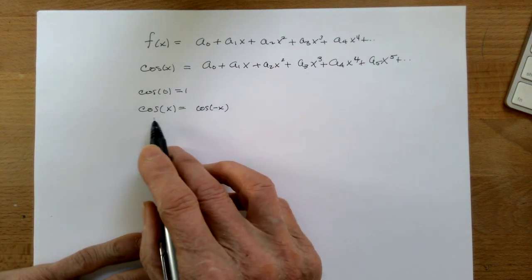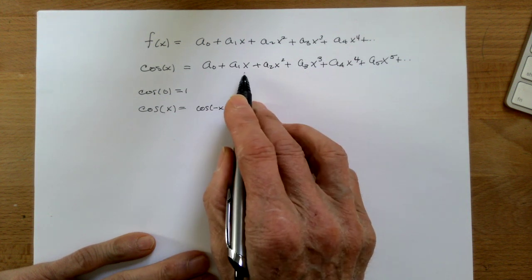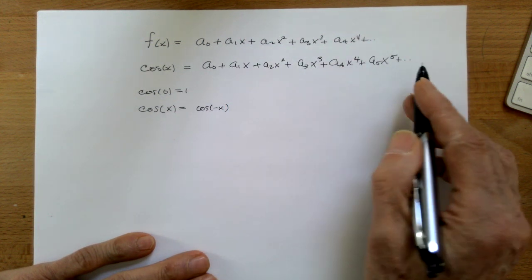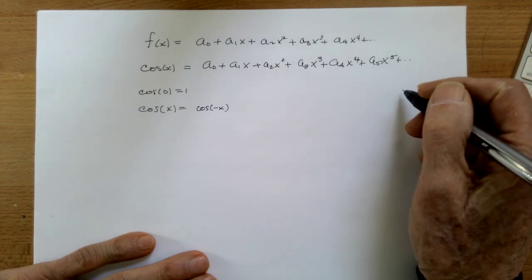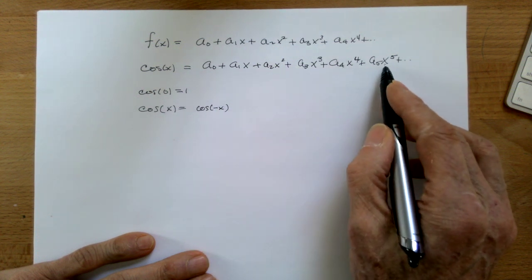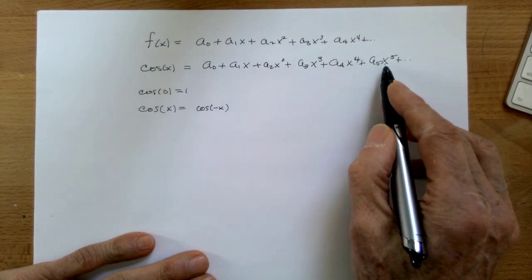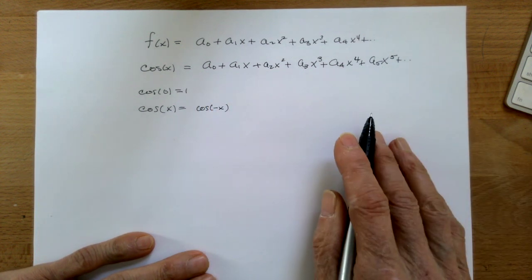Well, the second fact suggests that all the x to the first, x cubed, x to the fifth, are all going to be 0. The reason they're 0 is that they're odd powers, and we're looking for even powers. So we would think that the cosine only has even powers. We'll see if that's true or not.